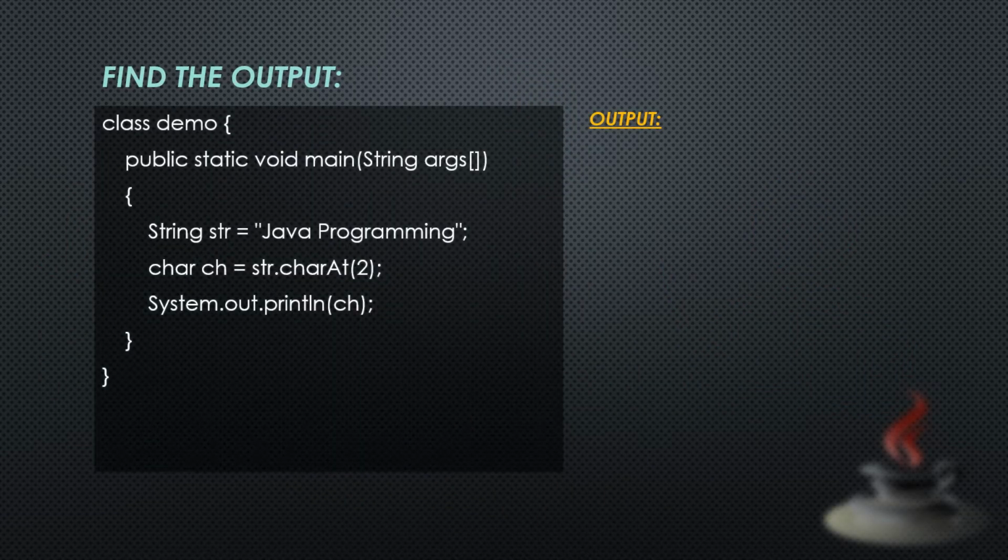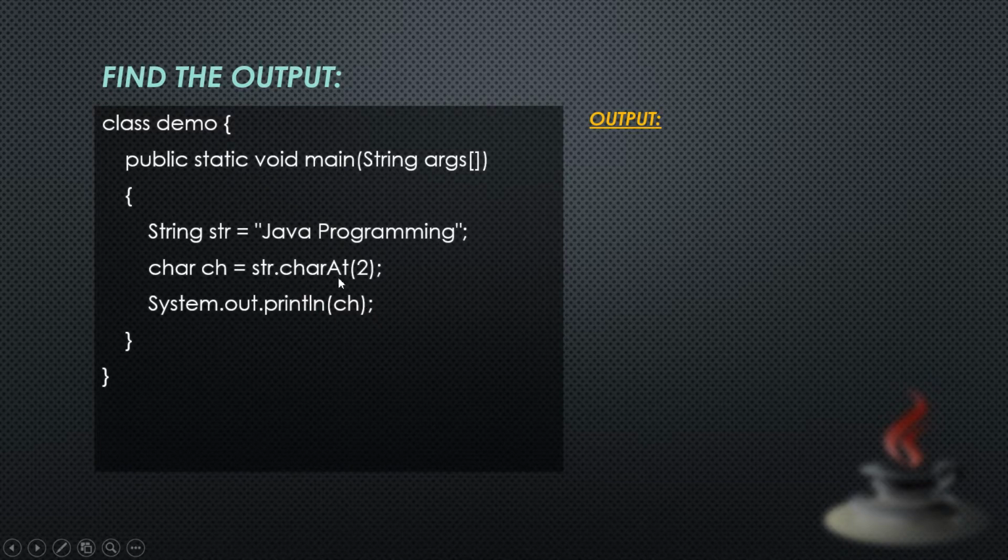So this is my first problem, or the first question. The class Demo, public static void main(String[] args). This is the main method, and inside that, String str equals "Java Programming". Then I have char ch equals str.charAt(2). Then System.out.println(ch). So what is the output of the printing statement?